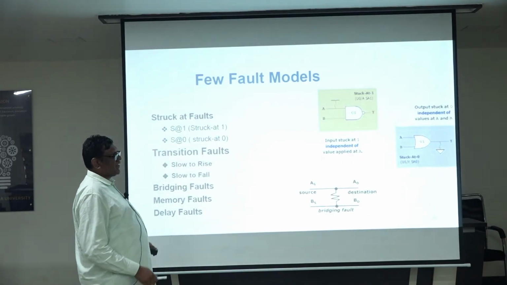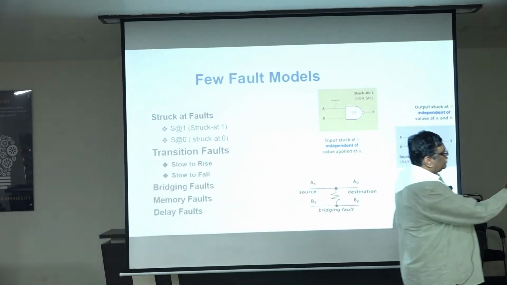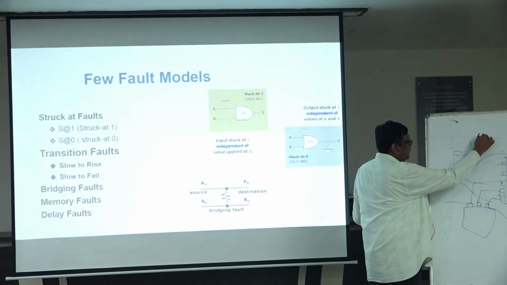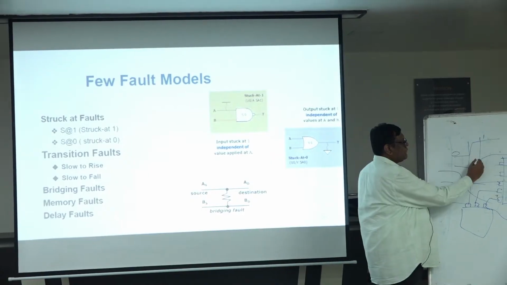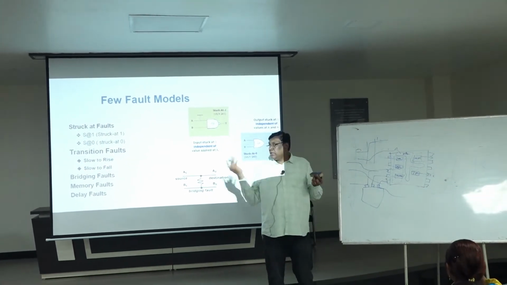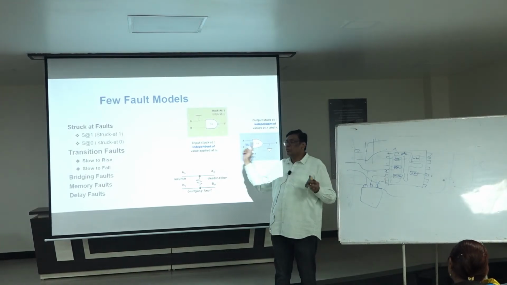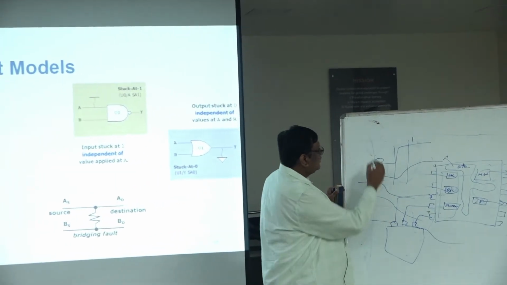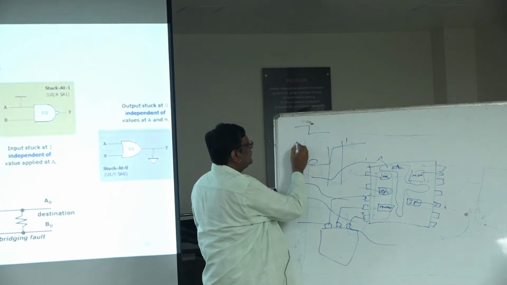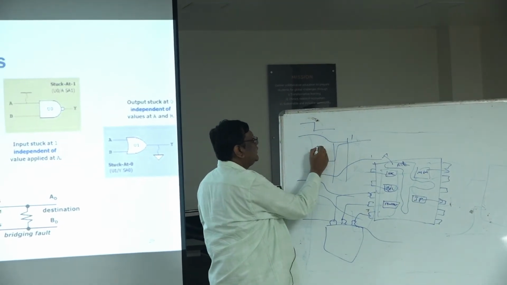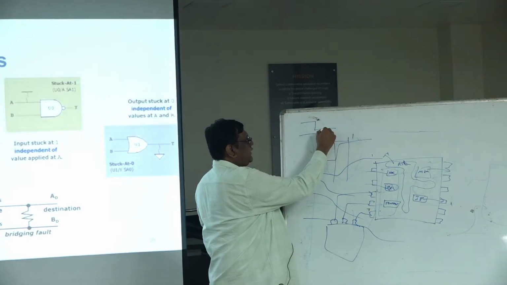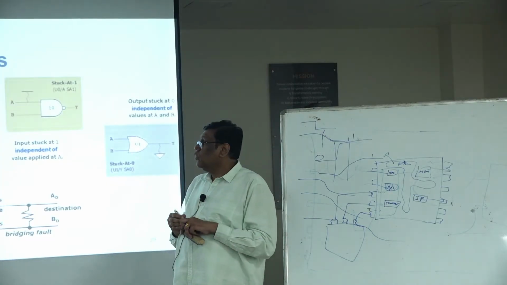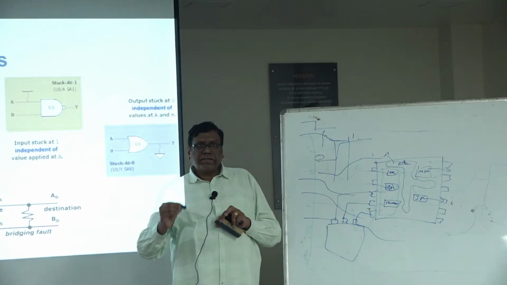Another one is transition faults. Transition faults means, as I explained here, a 0 to 1 transition. How good is it transitioning? It should start here and be coming by this time. But if it is not coming by this time and is coming late, that means a slow to rise problem is there. Slow to fall means it is expected to fall like this, but actually it is coming like this. It is expected at least by this time, but it is going to 0 late. That is slow to fall.